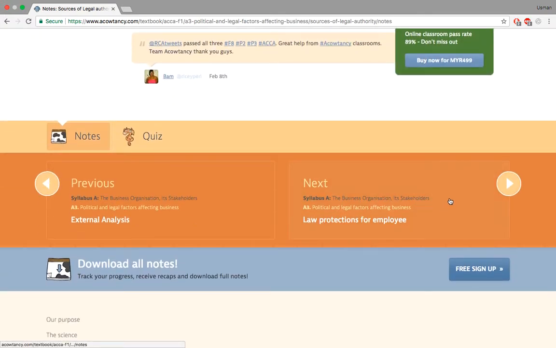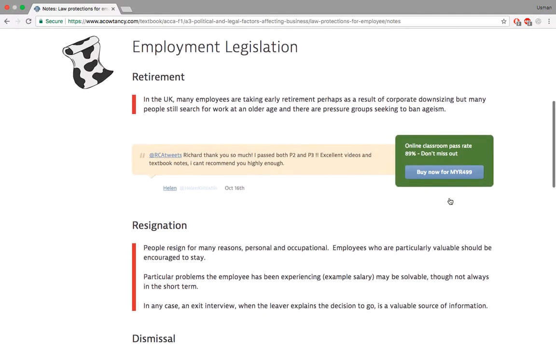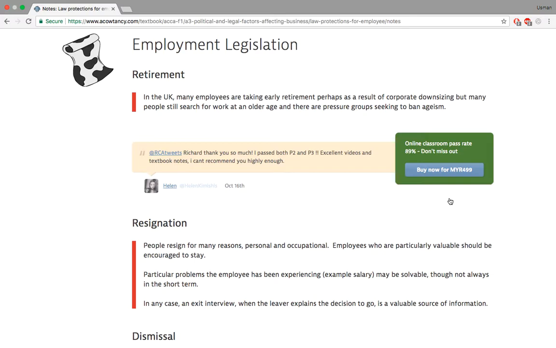Moving on. Employment legislation. Now, retirement. Your company is very much affected by employment legislation. Every country is affected. Every company is affected by employment legislation. Why? Because sometimes you work with people. In fact, you work with people most of the time if you want to earn money. They will work for you, you know.